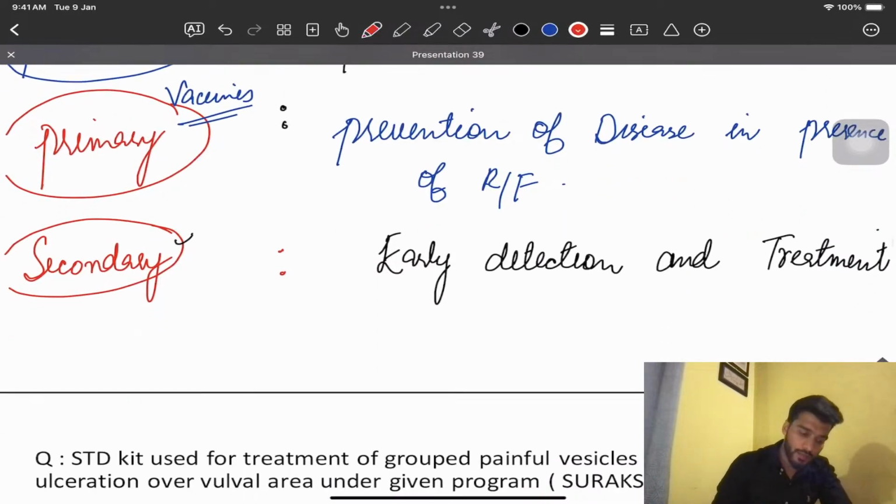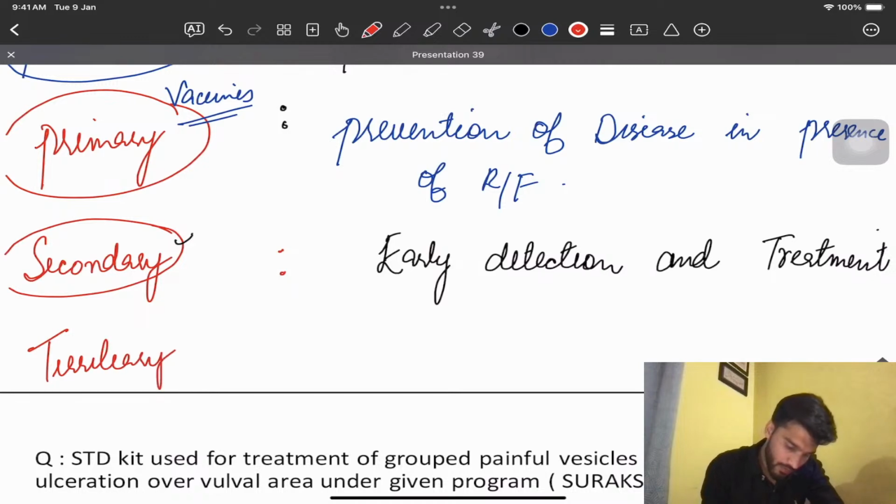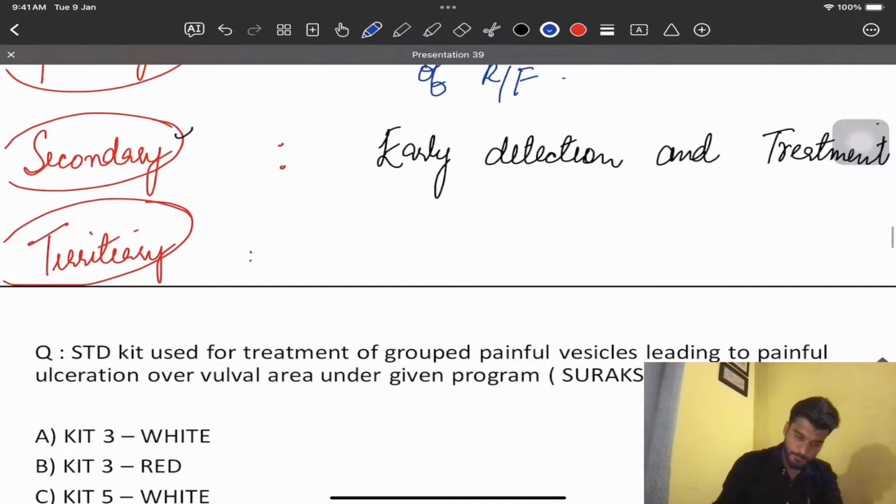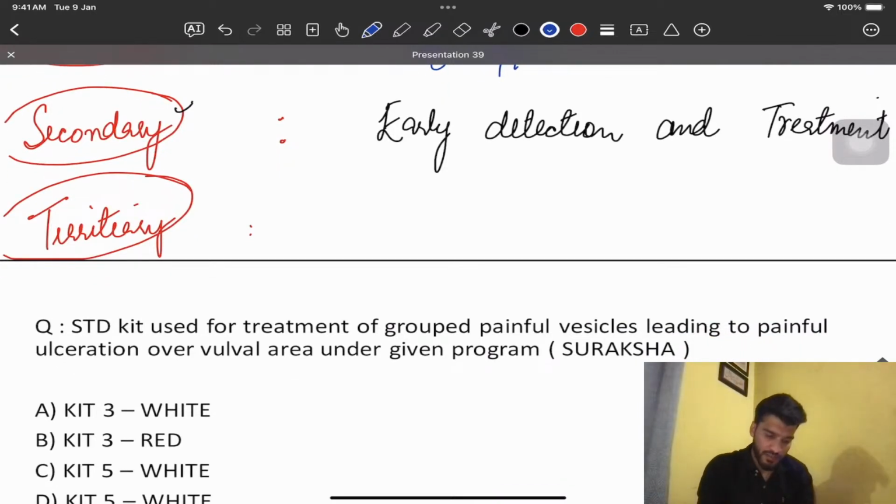Now guys, the last one is tertiary. Management of complications and disability.